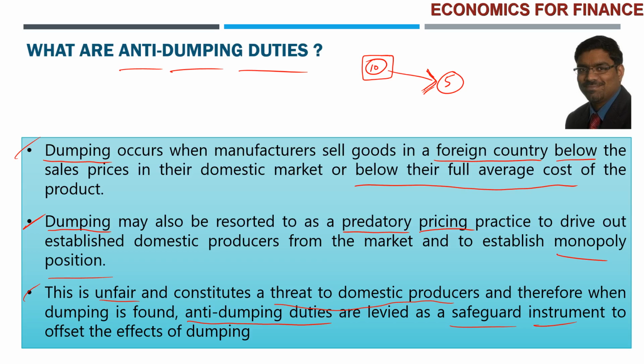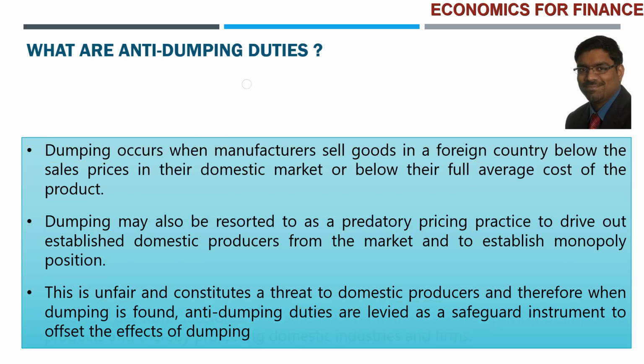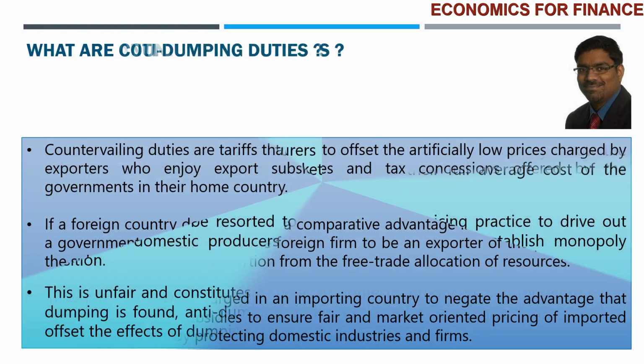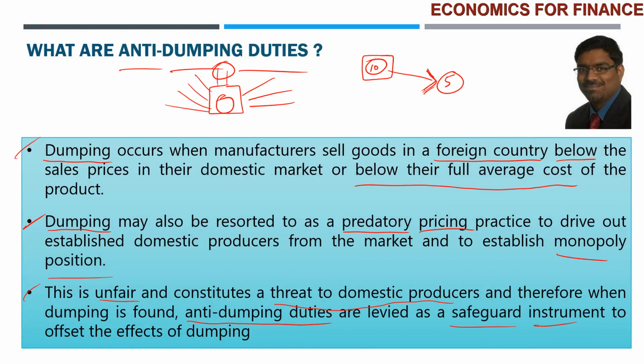Lot of countries do this. America does that, China does that, India does that. Whenever they feel that there is a lot of flood of imports coming from another country, which is going to affect the domestic market, to protect the domestic market from this entire flood of goods coming from almost the entire world, then they will resort to levying anti-dumping duties. So the whole effect of this dumping should be nullified. That's what the governments try to do. That is called anti-dumping duties.